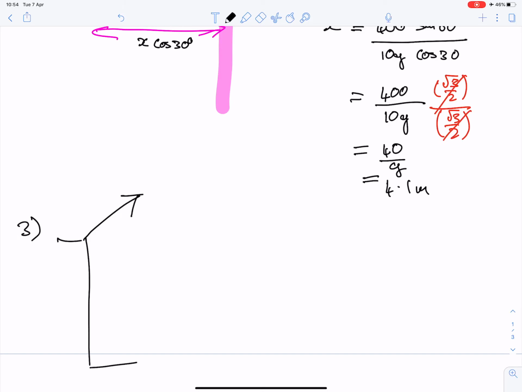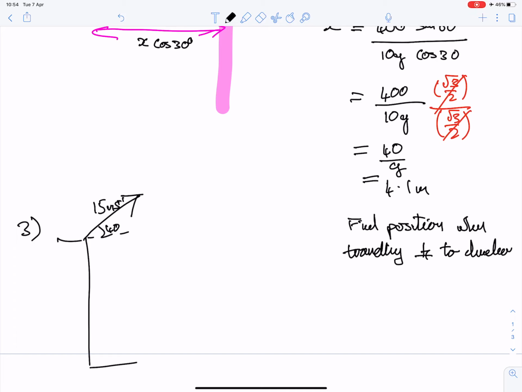So this is the thing we've been working on recently. That's 15 metres per second. That's an angle of 40. And we want its position. Find the position when travelling perpendicular to the direction of projection.